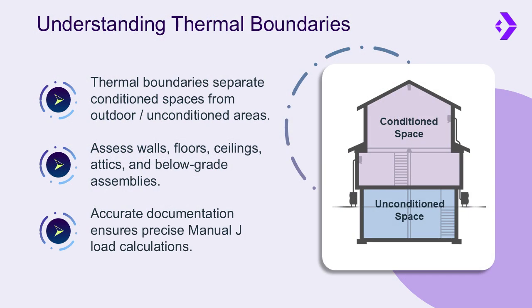To prepare an accurate Manual J, we need a clear picture of the home's thermal boundaries, the insulated surfaces that separate conditioned space from outdoors and unconditioned parts of the house. In this video, we will go through how to assess walls, floors, ceilings, attics, and below-grade assemblies, and how these details factor into the load calculations.